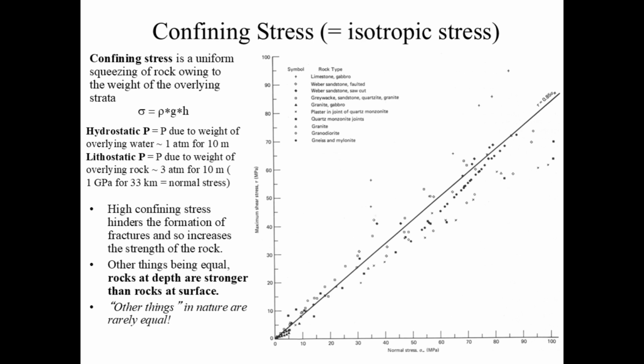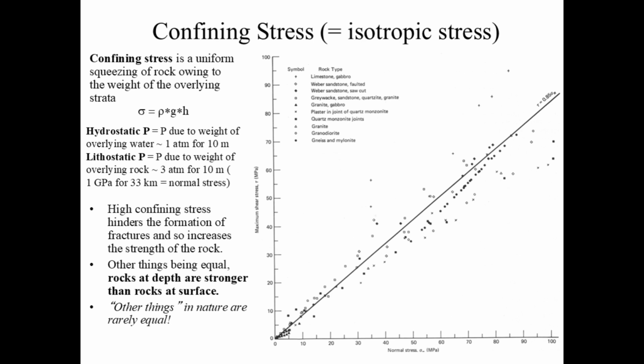And we can talk about hydrostatic stress or hydrostatic pressure, same thing, or lithostatic stress or pressure. Now, hydrostatic is the stress due to the weight of the overlying water. So that's 1 atmosphere for 10 meters. So when we were diving at 6,500 meters in the Mariana Trench, the hydrostatic pressure was 650 atmospheres. Lithostatic pressure, because the weight of rocks is greater than the weight of water, is about 3 times greater. So in general, we see that it's on the order of 3 atmospheres for 10 meters.